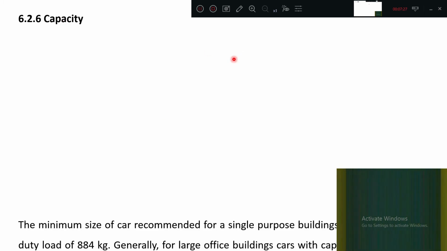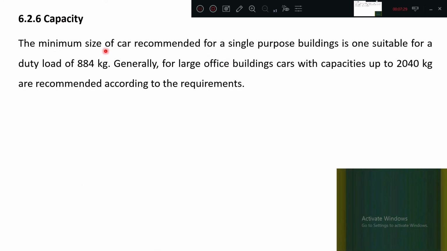Capacity. What do you mean by capacity? The minimum size of the car. The minimum size of the car recommended for a single purpose building is one suitable for a duty load of 884 kg, for a single person. For large office buildings, general car capacity is more than 2000 kg. So under standard conditions, capacity is in terms of weight.